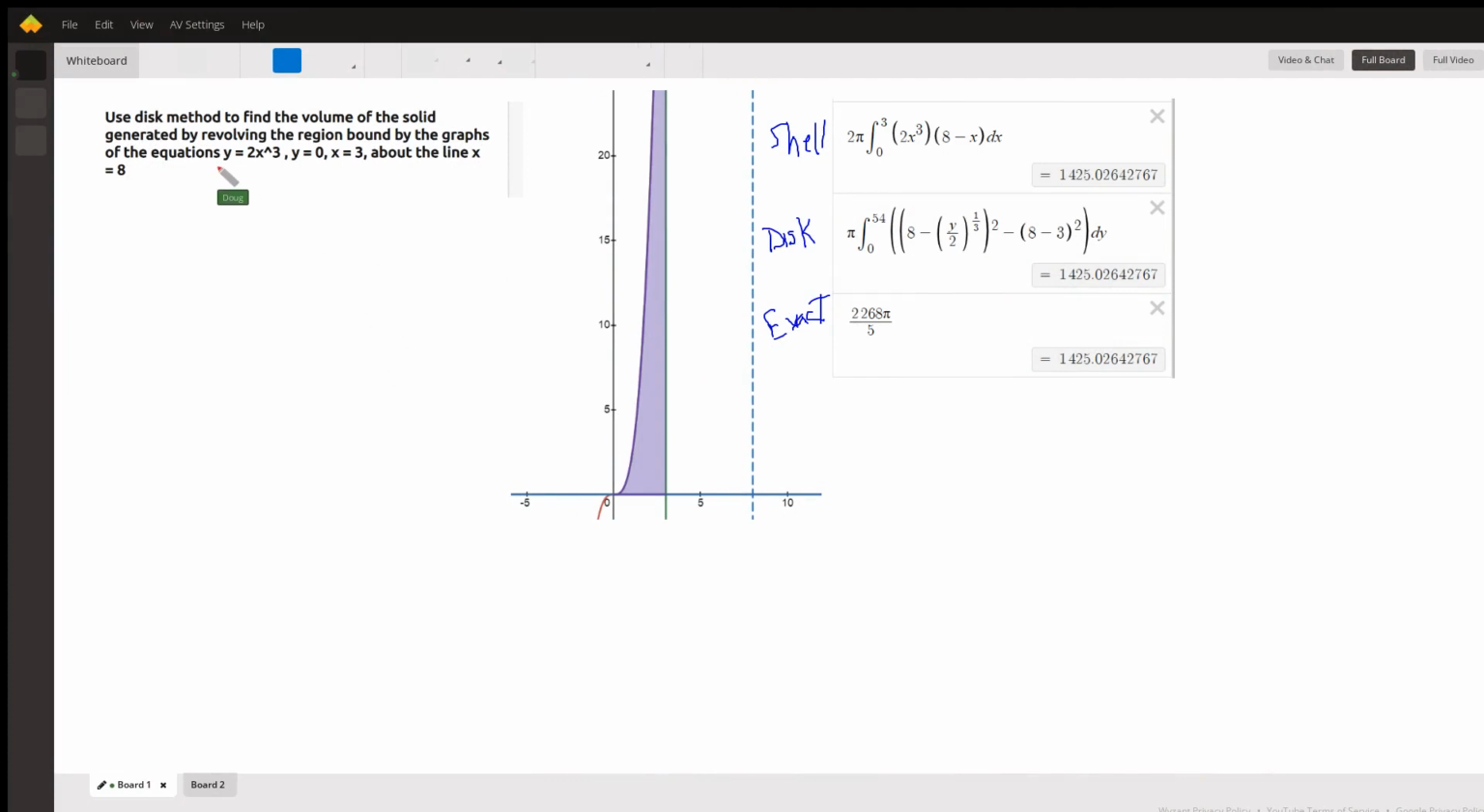Okay, you're given the graph of y equals 2x cubed, which is this graph right here, the line y equals 0, which is the x-axis, and the line x equals 3, which is this vertical green line. This region right in here is revolved around the line x equals 8. You're told to use the disk method to find the volume. By the way, up here, there's a point where these two graphs intersect at (3, 54).